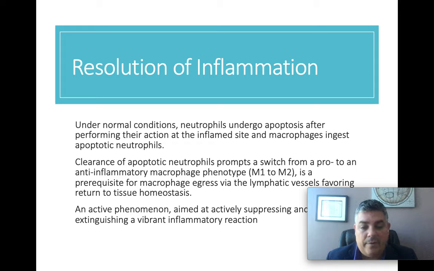And this active phenomenon of switching from M1 to M2, which is aimed at actively suppressing and extinguishing a vibrant inflammatory reaction, is very purposeful. And it turns out that the way the switching occurs is through what are called pro-resolving mediators. These come under the names of resolvins, protectins, maresins, lipoxins. There's a variety of them that were discovered at Harvard to show that in the presence of an M1 pro-inflammatory macrophage, these resolvins or protectins bind to G-protein coupled receptors on the macrophage cell membrane. And we see the switching to M2, and the macrophage then becomes more benign.